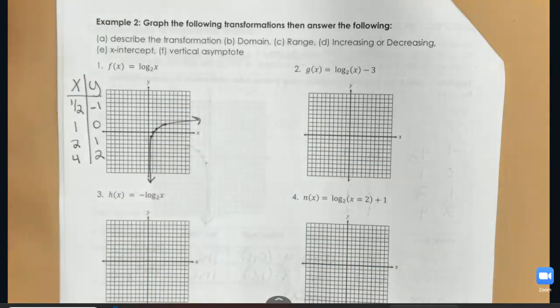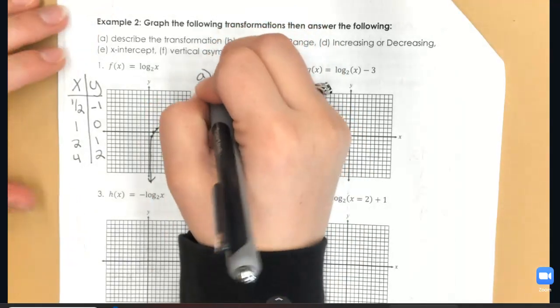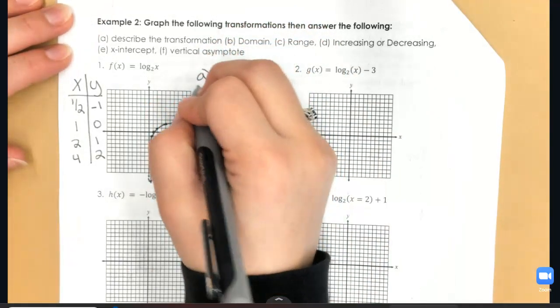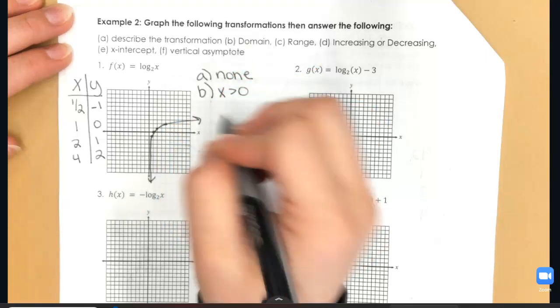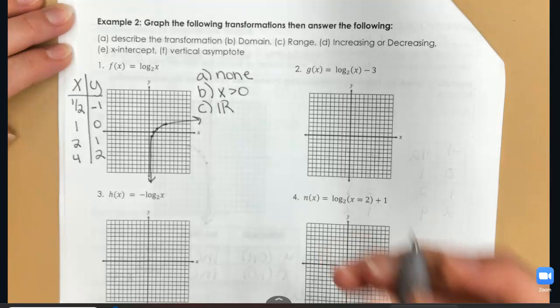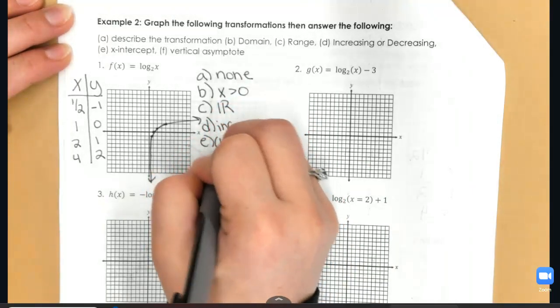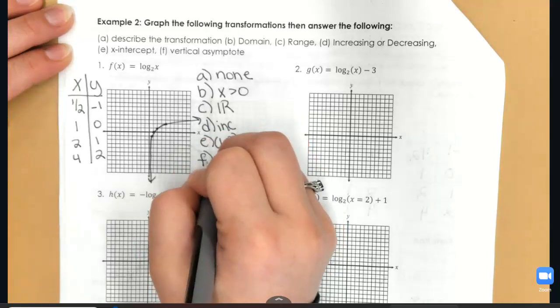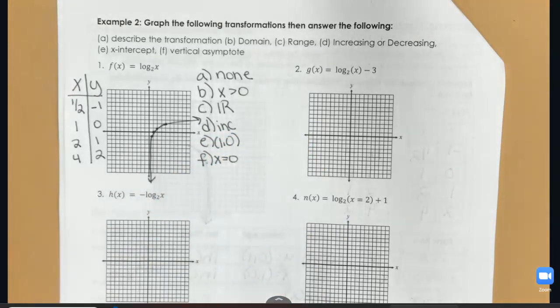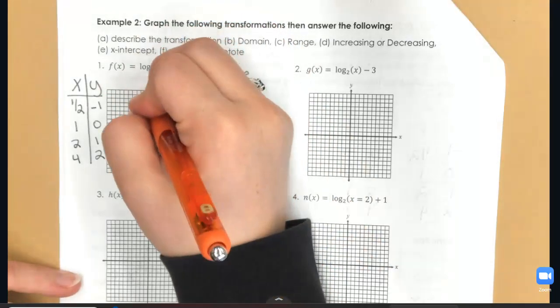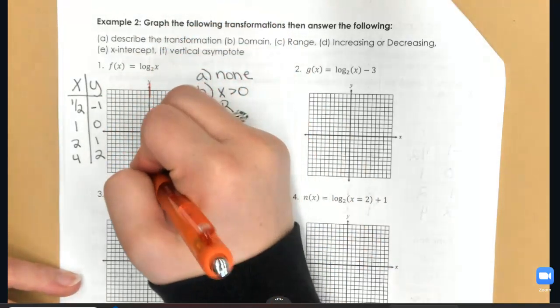So we know all of these characteristics already. This is the parent function, so there are no transformations. Our domain is that x is greater than 0. Our range is all real numbers. We have an increasing graph, an x-intercept at (1, 0), and a vertical asymptote at the line x equals 0, which is here, the y-axis.